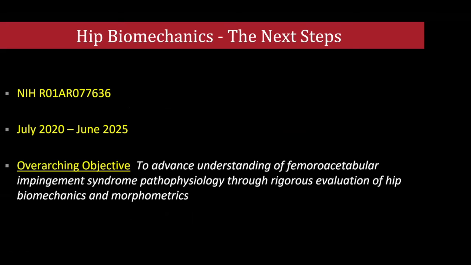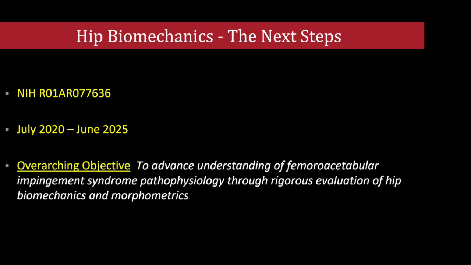So the next steps for addressing these limitations are an R01 that was funded in July of 2020. Unlike most people, 2020 was a great year for our lab, and for me in particular, in terms of securing funding, but it was really work that was done in 2018 and 19 to get to that point. The objective of that study is to advance understanding of FAI pathophysiology through rigorous evaluation of hip biomechanics and morphometrics.